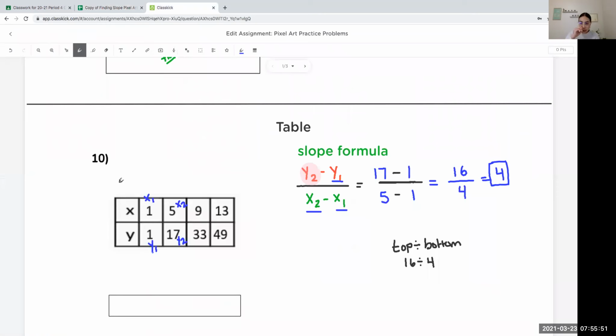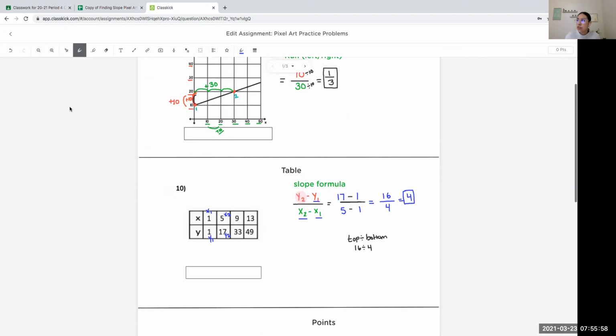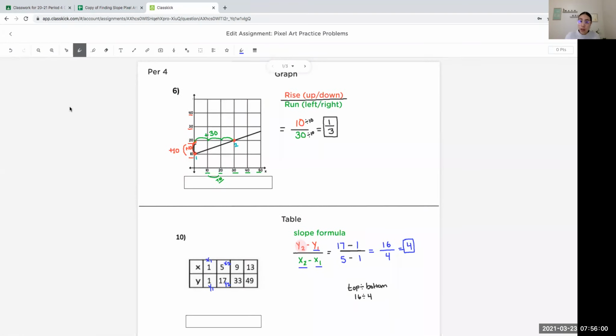And I'll go back here in case you wanted to take a screenshot. Actually, I can even let you guys take screenshots of these two so far. Or if you want to wait.